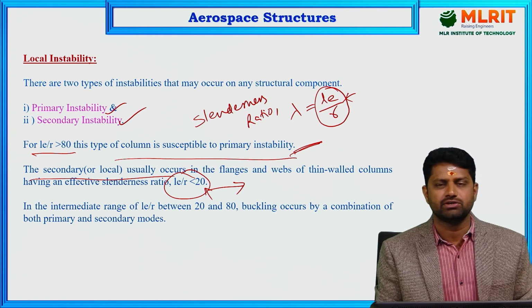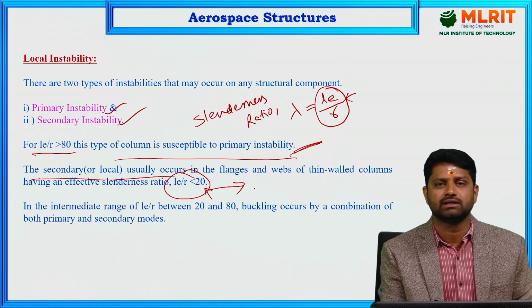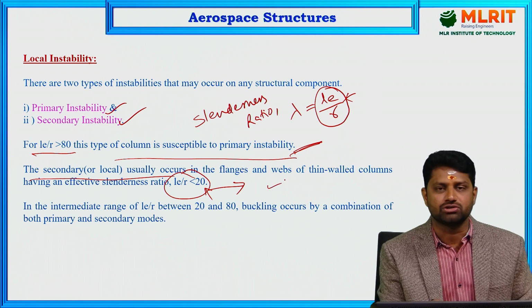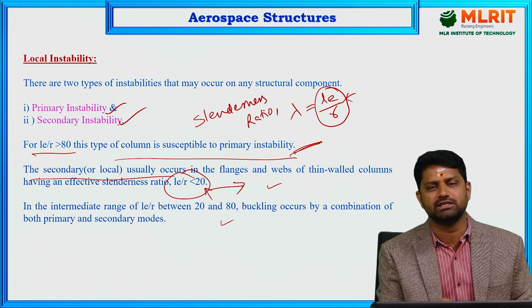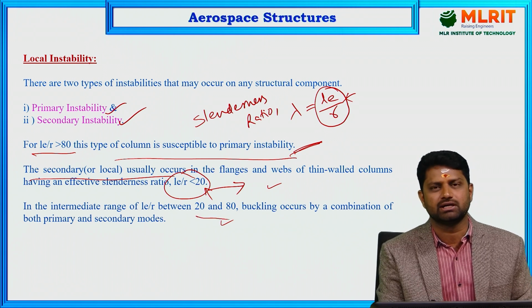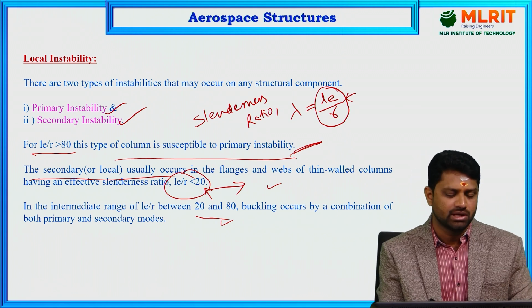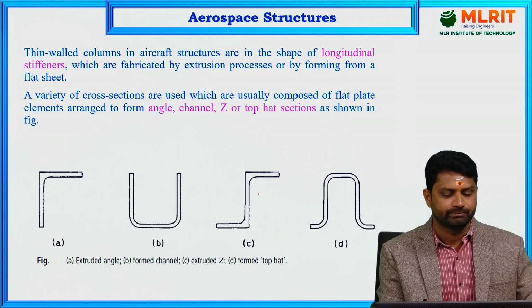Whenever you increase the load in secondary instability, changes in the cross sectional dimensions will occur, and the wavelength of the buckle is of the order of the cross sectional dimensions. The third type is intermediate, where the slenderness ratio is between 20 and 80. The buckling usually occurs by a combination of both primary instability as well as secondary instability. So these are the different types of instabilities we have.